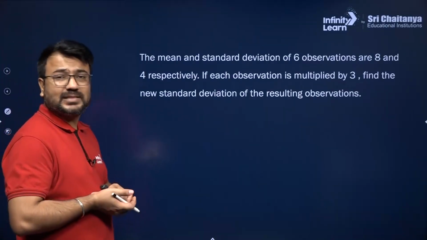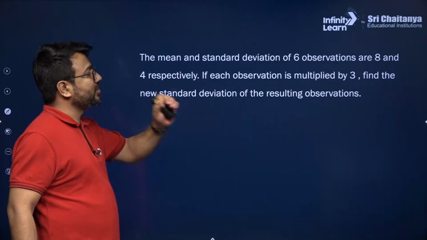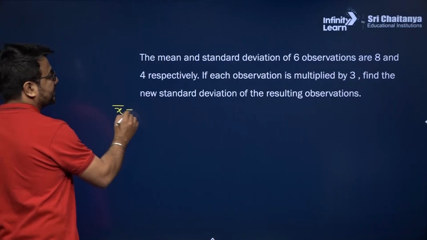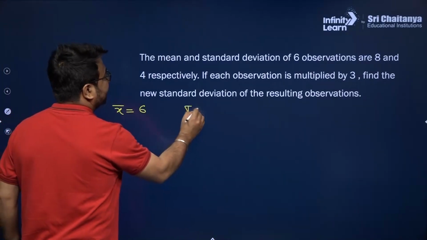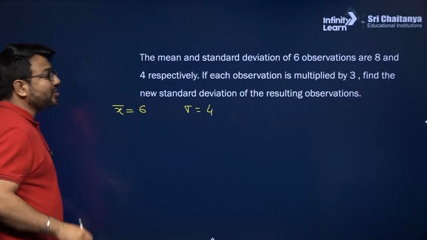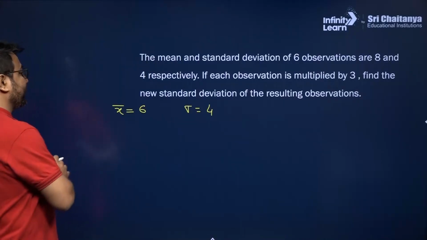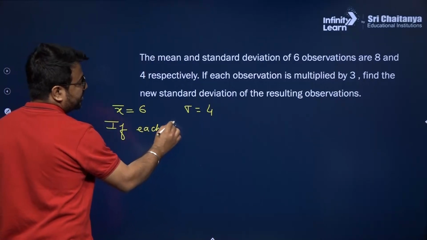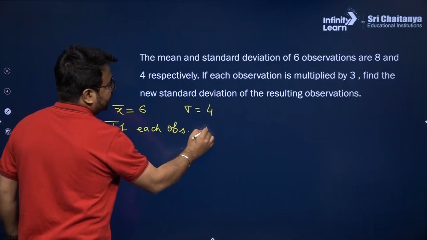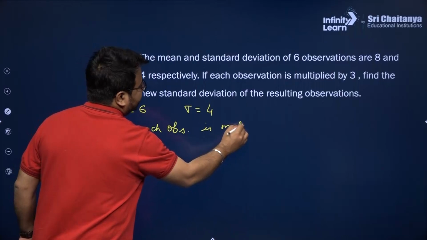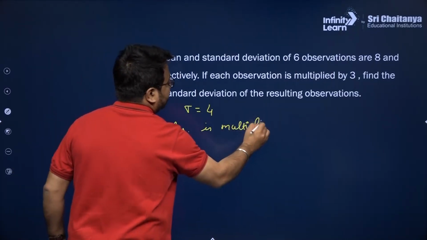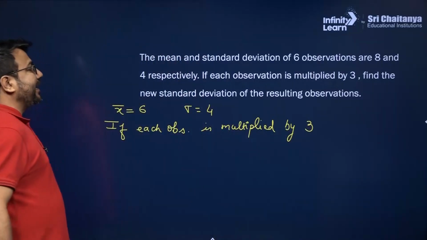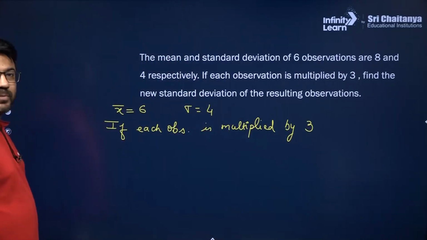Next question is from statistics. The mean and the standard deviation of 6 observations are 8 and 4 respectively. So the mean is 8, standard deviation is 4. If each observation is multiplied by 3, then find the new standard deviation of the resulting observations.